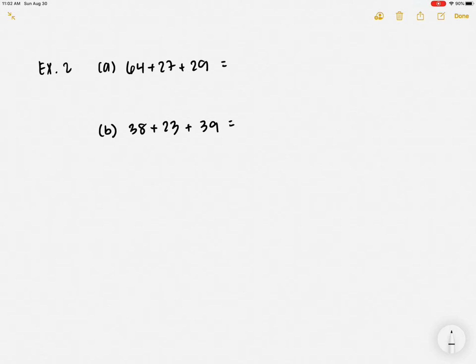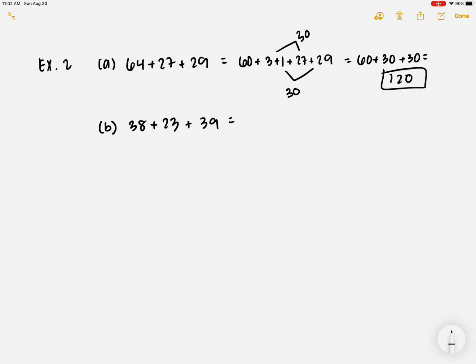Looking at the problems in example 2, notice how you can't choose 2 numbers and make hundreds out of them. So you had to instead break up one of the numbers so that you can make tens or hundreds. So for example, I'm going to break up the 64 into 60 plus 3 plus 1. Now you can make tens by adding 3 plus 27 together, which gives you 30, and 1 plus 29, which also gives you 30. And rewriting the equation, you get 60 plus 30 plus 30, which gives you 120.